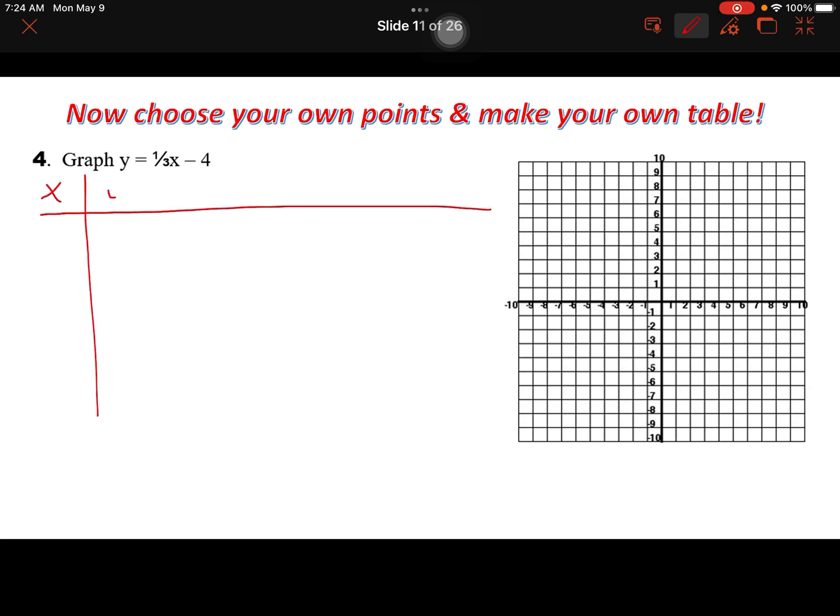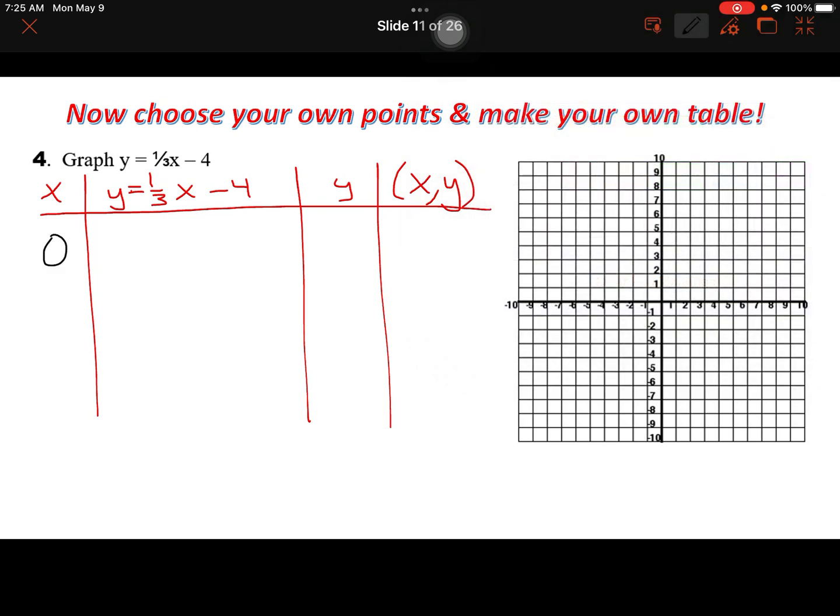All right, so we're going to make our own table now. So we have y equals 1/3 x minus 4. Bring down our y, bring down our x, or xy. And now we're going to go ahead and say, all right, I'm always choosing 0 because that is the easiest. I have a coefficient of 1/3, which in this case is the same as dividing by 3. So I want to choose nice, pretty multiples of 3. So I'm going to do 3 and 6.